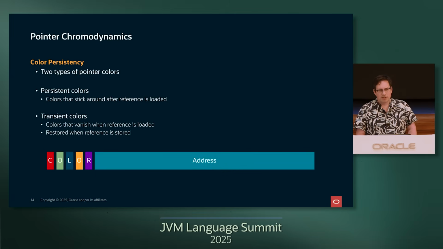And this leads us to how there are really two different types of colored pointers, called persistent colors and transient colors. Persistent colors are colors that stick around after a load. You read the reference and you still have the colors. Whereas transient colors are a bit more slippery, and as we load the reference, the colors disappear and are instead restored later on.